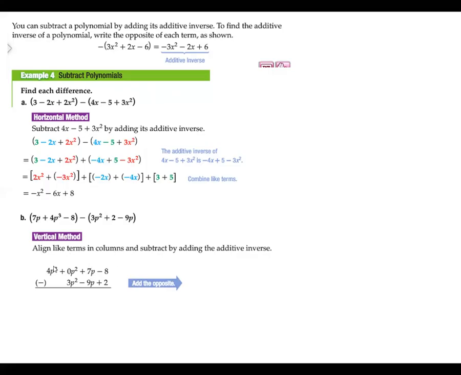So I do 4p cubed minus nothing, so you get 4p cubed as your first term, and then 0p squared minus 3p would give you negative 3p. 7p plus or minus a negative p would give you plus p, which would be 8p. And then negative 8 minus 2, or negative 8 plus negative 2, gives you negative 10.